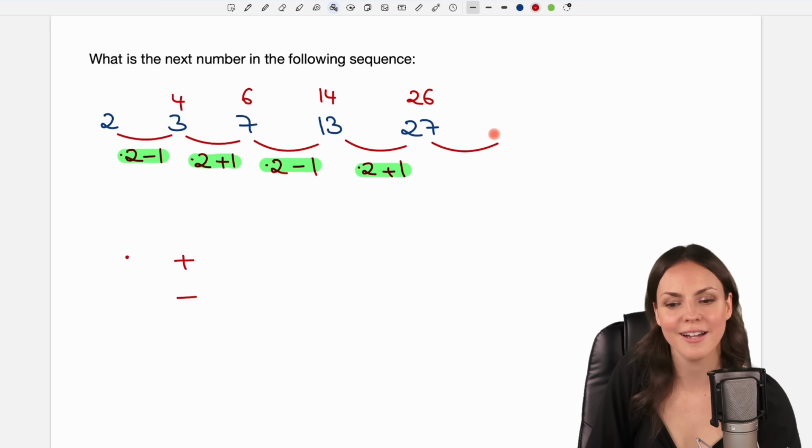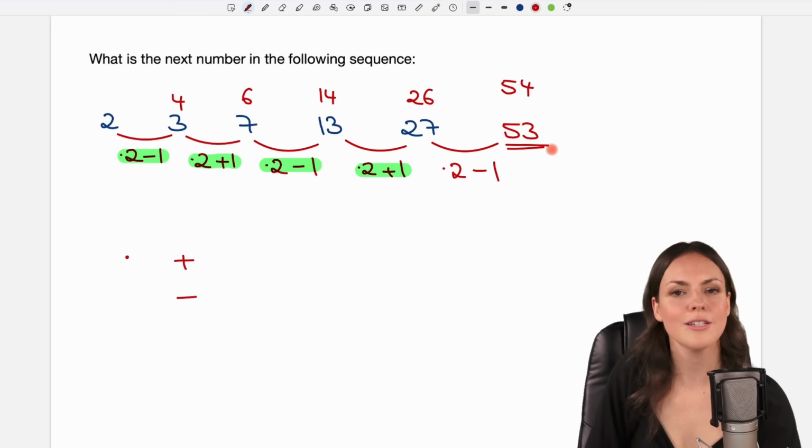So guess what we have here? Times 2 minus 1 then. 27 times 2 equals 54. I have to subtract 1, so my next number is a 53.